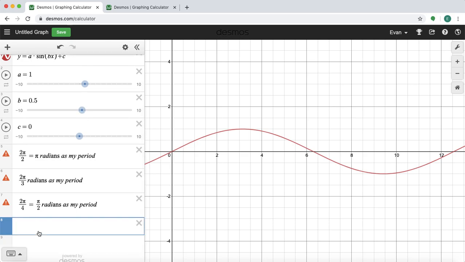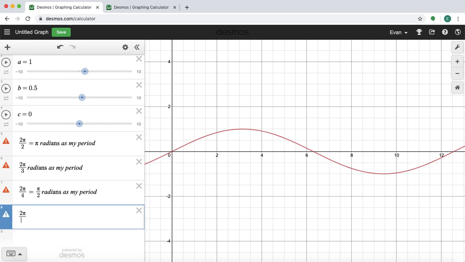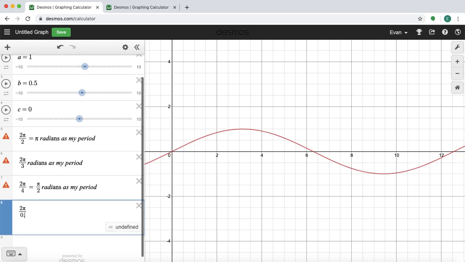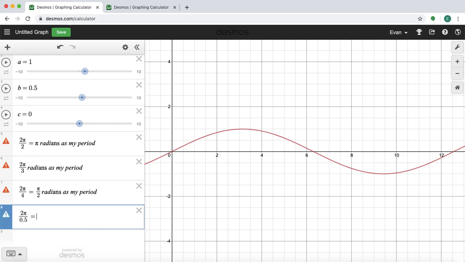Same rule applies. Divide it by b. So 2 pi divided by b. What's b here? It's a half. Divided by 0.5. Well, 12.566. They're rounding that. Well, if you know anything about the decimals, 2 pi is about 6.28, right? Because pi is 3.141592. So that is equal to 4 pi radians as my period.